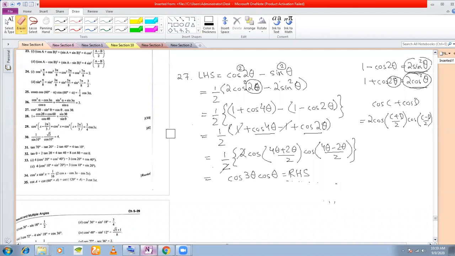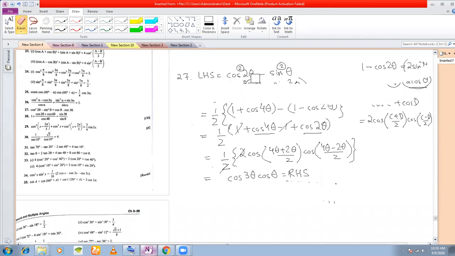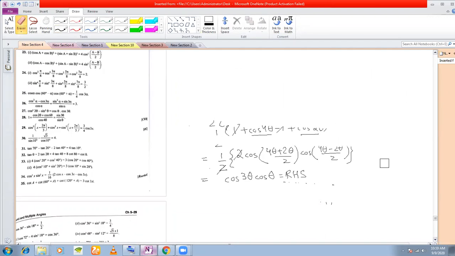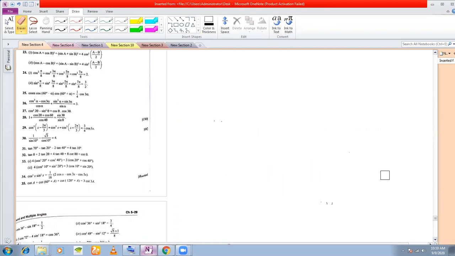Okay, so this is over. We are now going to do the next one, number 28. Multiple angles are very important. That is why I am giving you enough practice. I am solving ample number of sums. These are very important. You will need multiple angles later on also, in calculus. So here the question is 28.